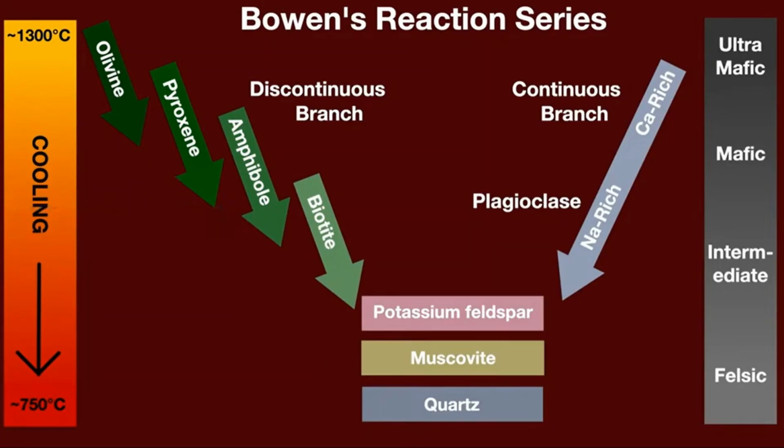And as we continue to cool down, we get to a point where biotite begins crystallizing. And then biotite is crystallizing for a while, and then we have no more amphibole. On the continuous branch side, we have something a little bit different going on. We only have one mineral crystallizing. That's plagioclase, which is a feldspar.